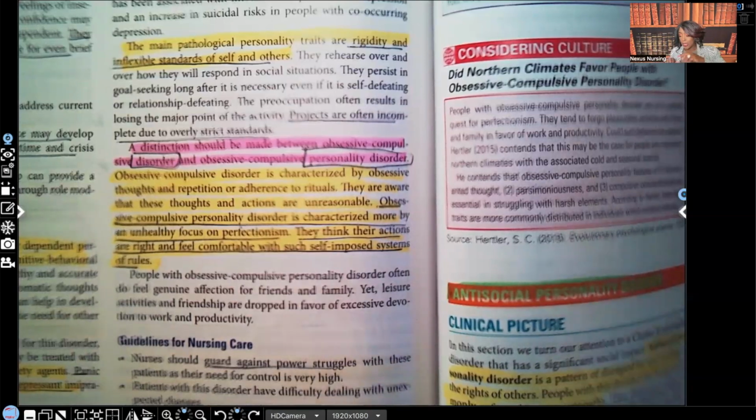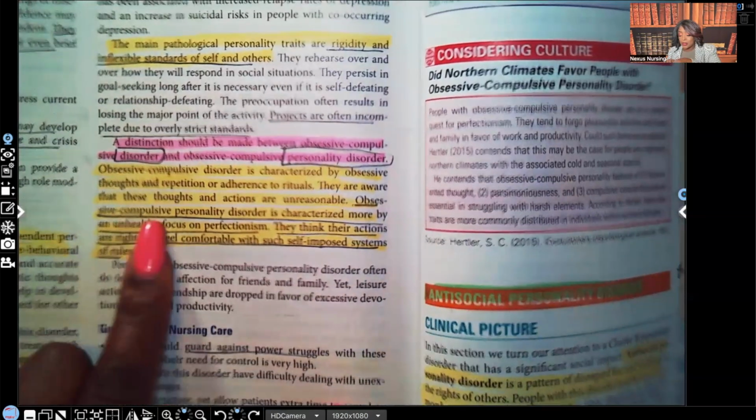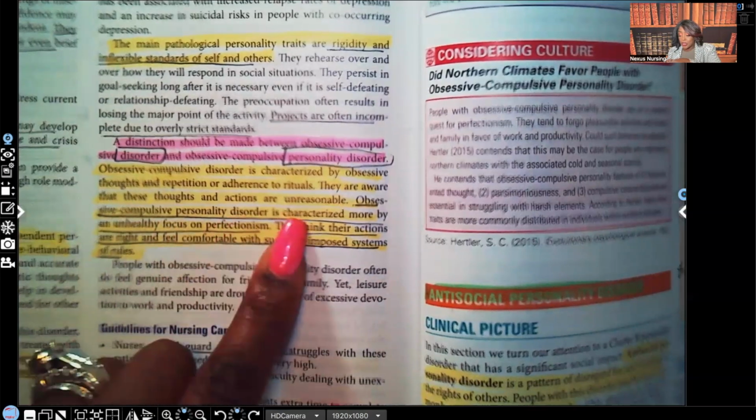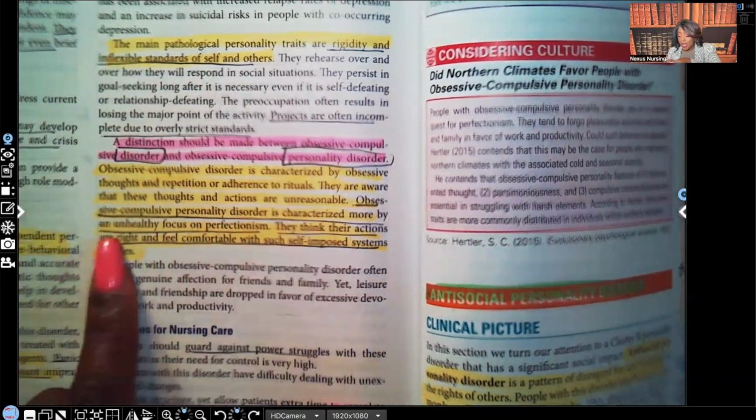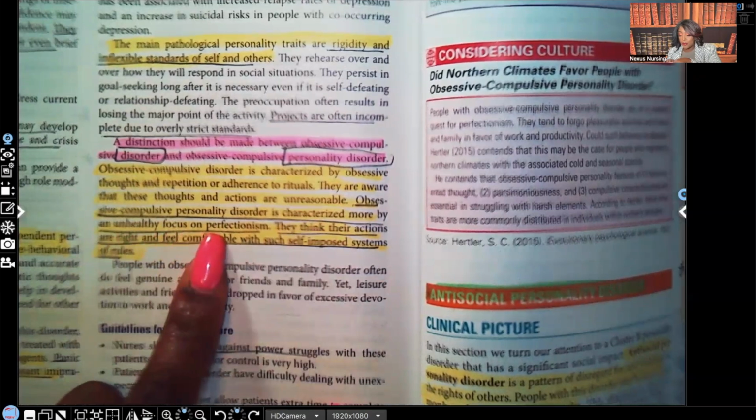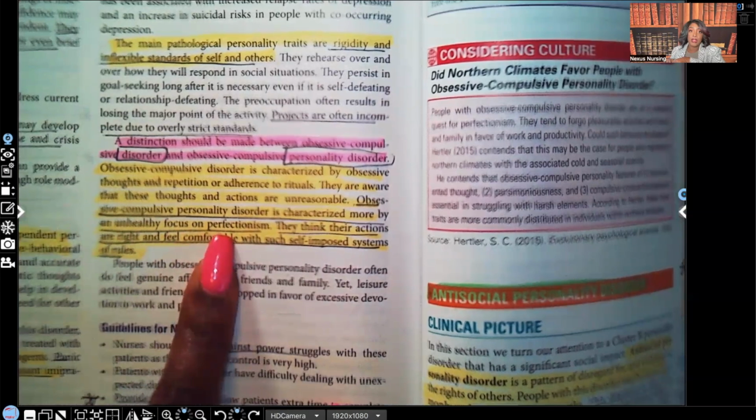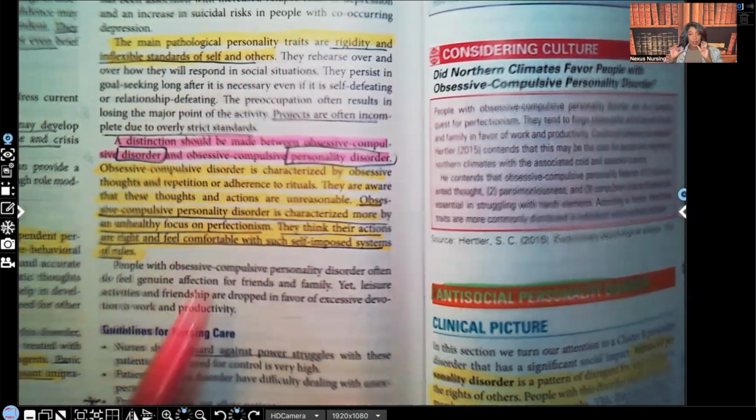That's the OCD, okay? Obsessive compulsive personality disorder is characterized by an unhealthy focus on perfectionism. Sorry, guys, you know I can't speak. You know it. It's been years. You're used to it. I'm sorry. Perfectionism. Do you see the difference?